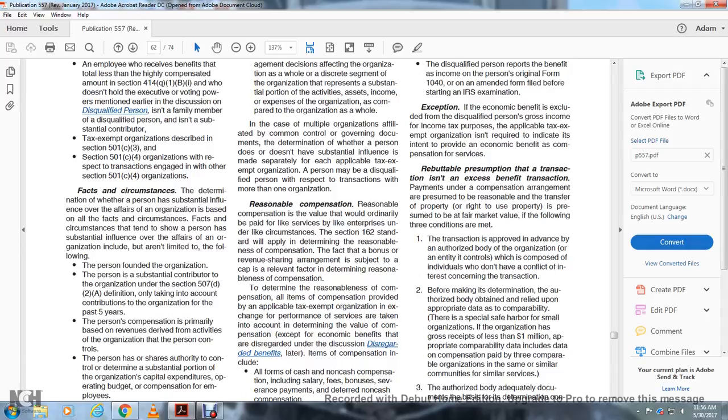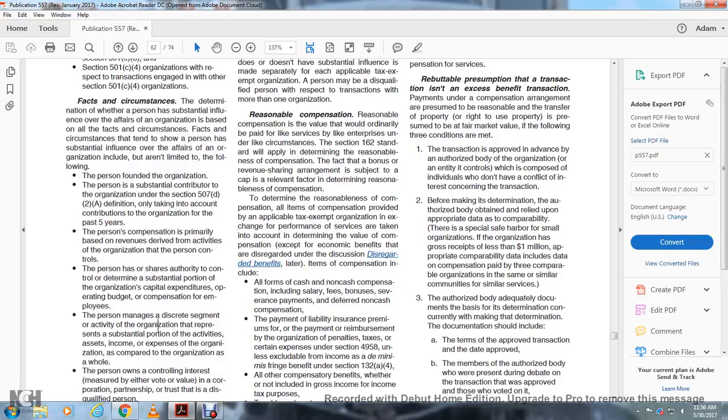Reasonable compensation. Reasonable compensation is the value that would ordinarily be paid for like services by like enterprises under like circumstances. The Section 162 standards apply in determining the reasonableness of compensation. The fact that a bonus or revenue-sharing arrangement is subject to a cap is a relevant factor in determining reasonableness. To determine reasonableness, all items of compensation provided by the applicable tax-exempt organization in exchange for the performance of services are taken into account when determining the value of the compensation, except for economic benefits that may be disregarded under the rules for disregarded benefits.